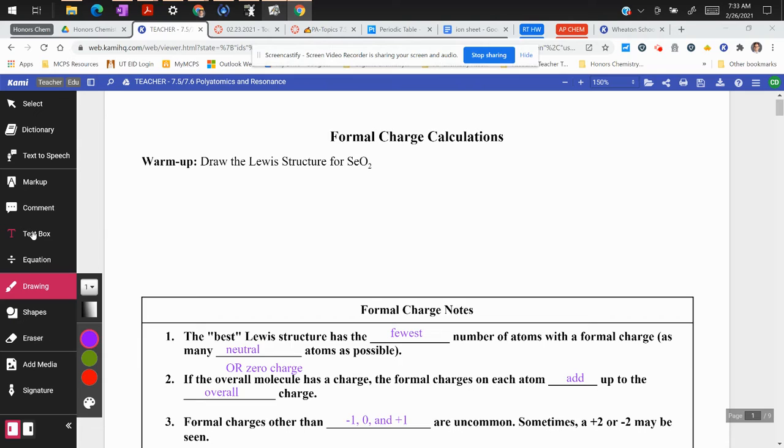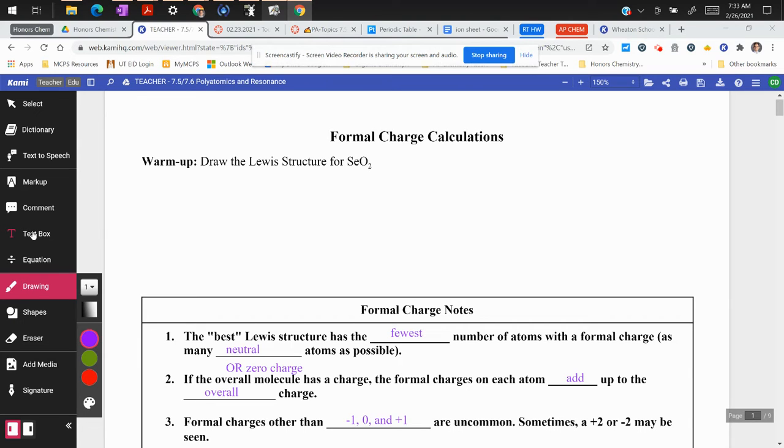Hello class, in this lesson we will learn how to calculate formal charge in Lewis structures, and we will also learn how to apply that to polyatomic ions. During the course of this lesson we will learn how to draw polyatomic ions. It requires only one additional step compared to drawing a normal Lewis structure.